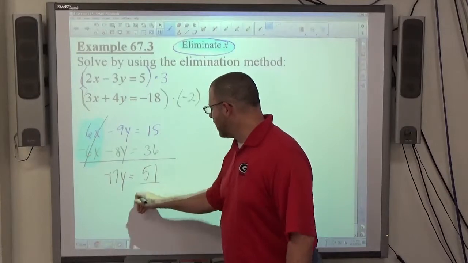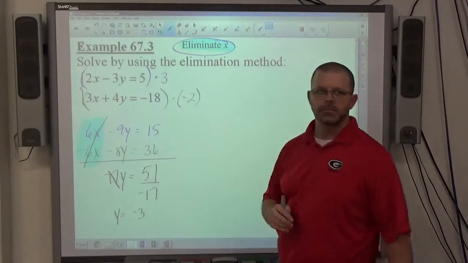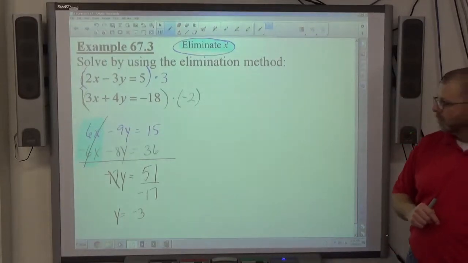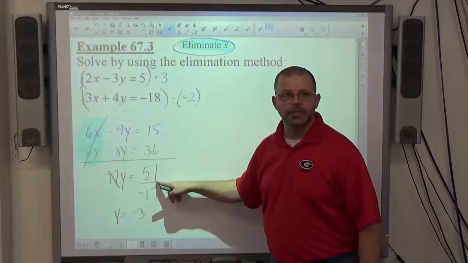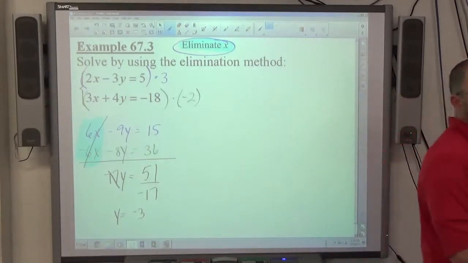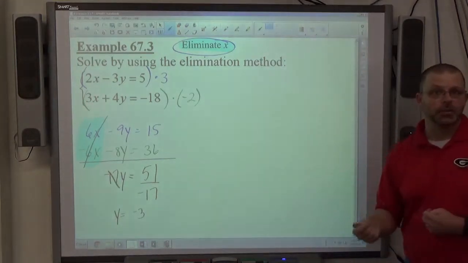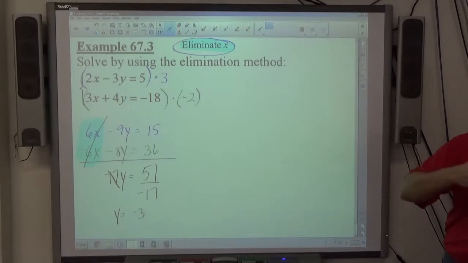And divide both sides by negative 17. Y is equal to negative 3. It's a different sign. Well, that's a negative, that's a positive, right? So you divide by the negative 17. Opposite signs create a negative answer when you divide. So keep in mind the rules of signs with adding and subtracting. The bigger number determines the sign. With multiplication and division, same sign positive, different signs negative.